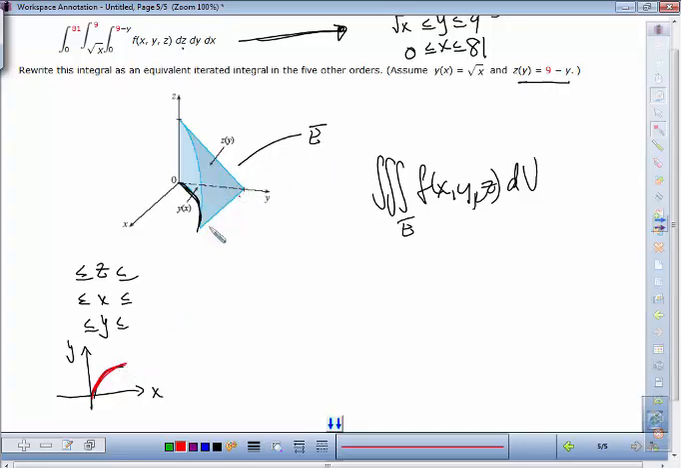And then you have y equals 9, I think, wasn't it? Y equals 9.